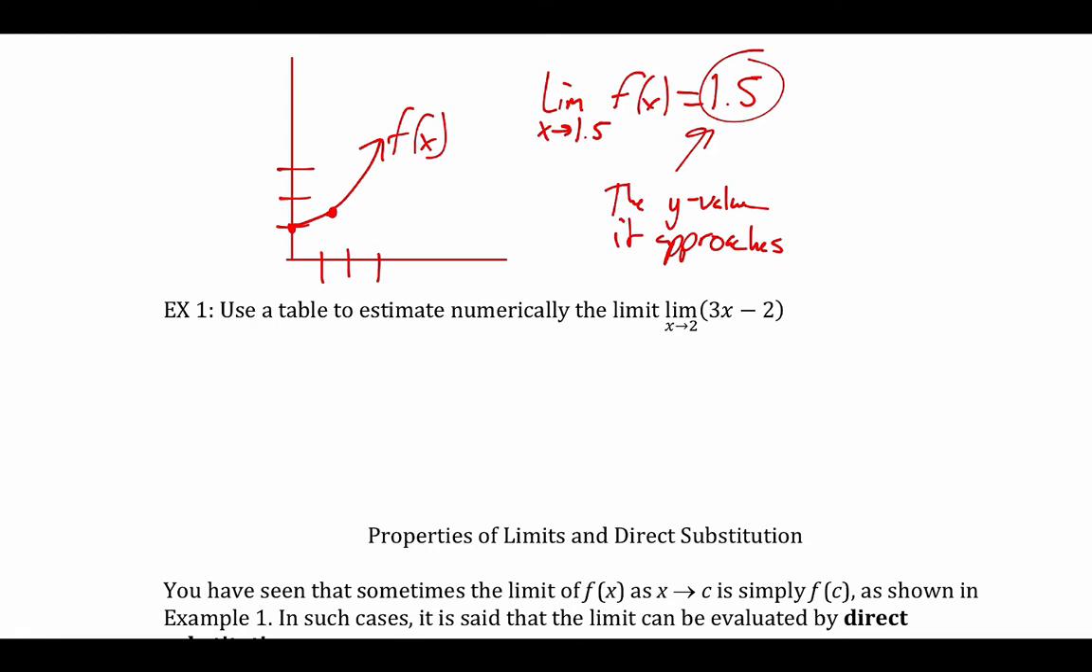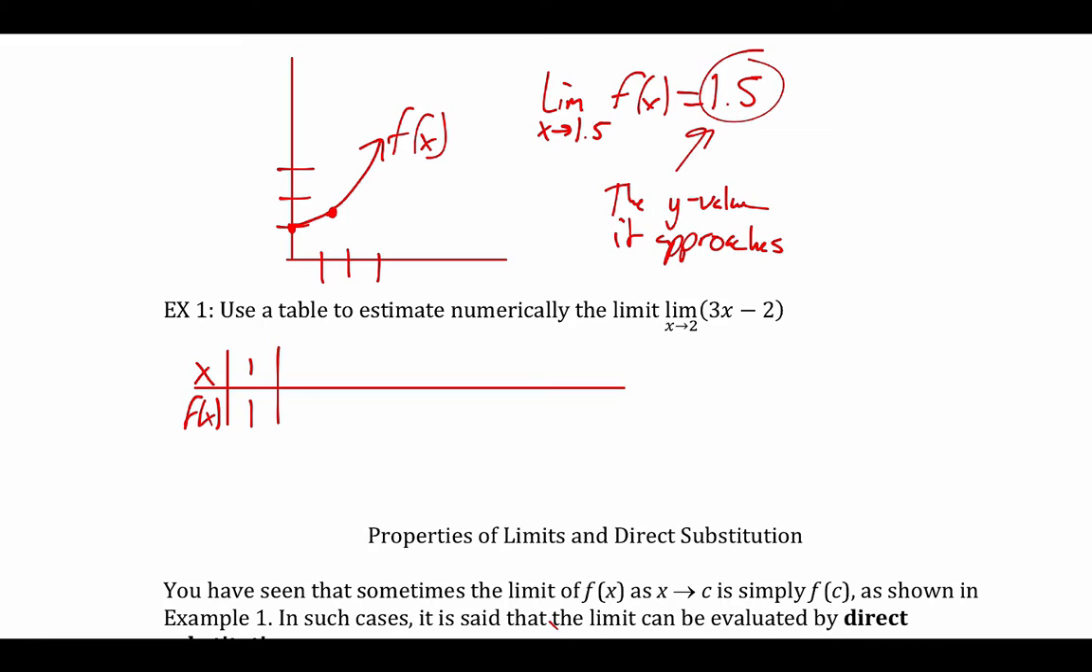So we're asked to use a table to estimate numerically the limit as x approaches 2 of 3x minus 2. So let's make a quick table. And I'm going to give you some x values to plug in. Let's just start with 1. So we have x and we have f of x. We'll start with 1. We plug that in. We get 3 times 1 minus 2, which gives us 1.